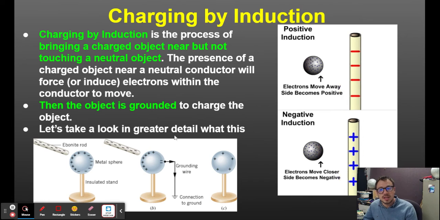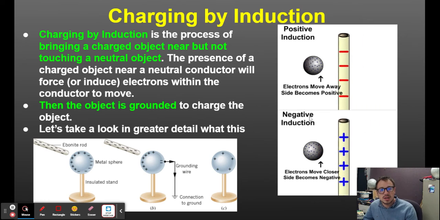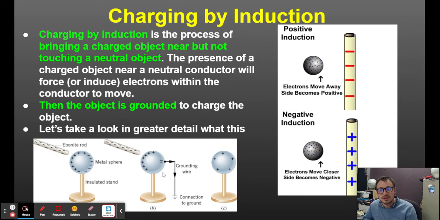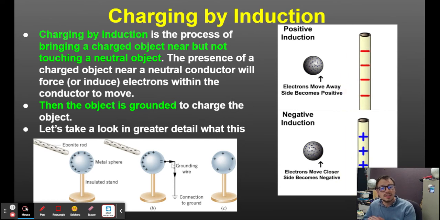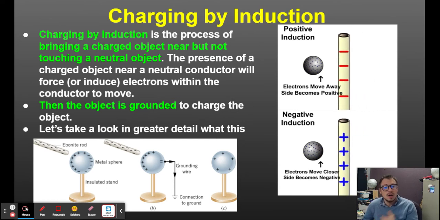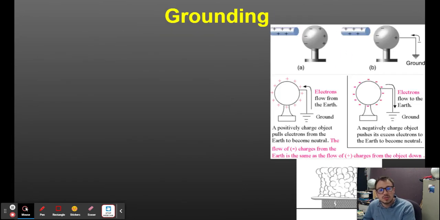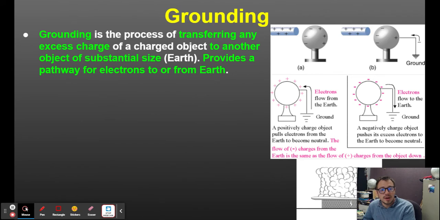That's the first step. But what these graphics don't show is this last part down here, that it's grounded, or there's a way to take that charge away. Or, depending on the charge, those electrons might go from the ground to that object. So let's talk about grounding then.